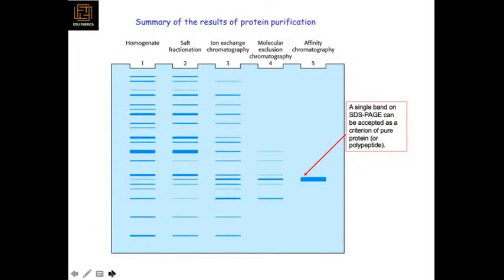So this is a summary of homogenate, salt fractionation, ion exchange chromatography, molecular exclusion chromatography, and affinity chromatography. This is how we see the bands. This is the comparison of one sample across the different methods and the results that we see. A single band on SDS-PAGE can be accepted as a criterion for pure protein. So this is pure protein. In affinity chromatography, we got a very pure protein from our experiments.